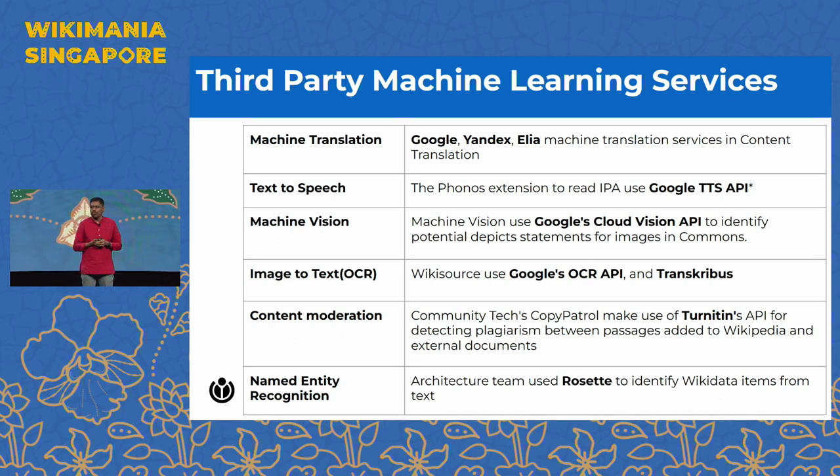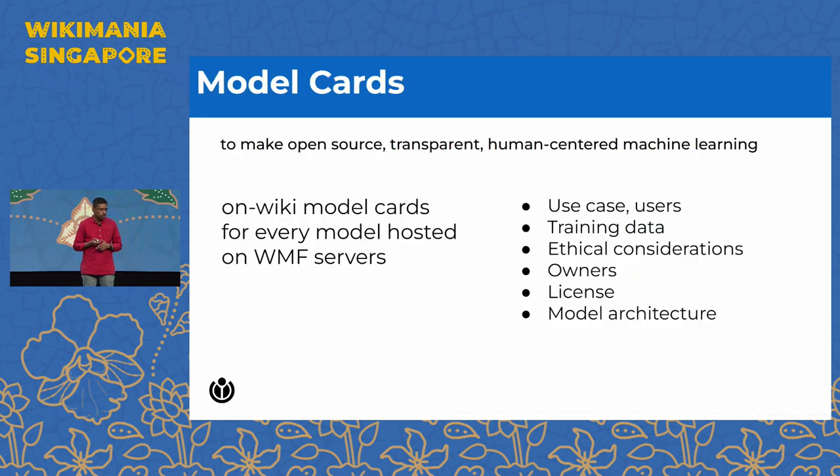Content moderation can be used to detect plagiarism, et cetera, using Turnitin. Named entity recognition is used to find out which Wikidata entities are mentioned in a given paragraph from Wikipedia. So these are some of the third-party machine learning services that we use currently. Not a full list, but some examples.